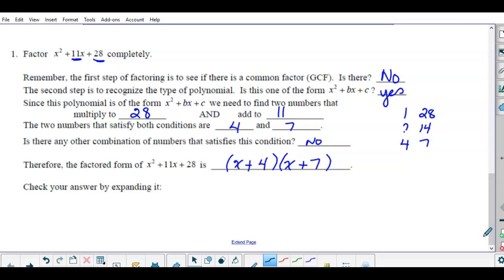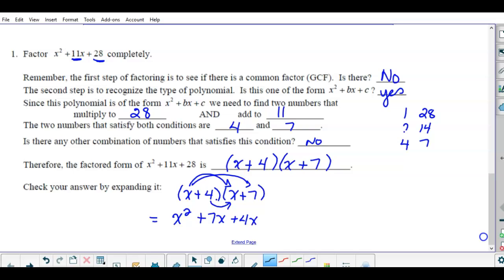So that's what we're going to do here. We're going to take x plus 4 times x plus 7. So first, outside, inside, and last. And then you collect like terms. Make sure that's the original expression. We can do that all next week.